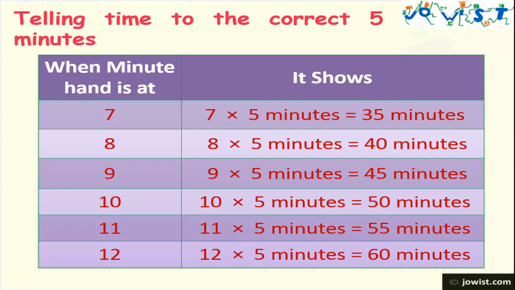If the minute hand is at 9, it means 9 into 5, that is 45 minutes have passed of that hour. If the minute hand is at 10, it means 10 into 5, that is 50 minutes have passed of that hour. If the minute hand is at 11, it means 11 into 5, that is 55 minutes have passed of that hour. If the minute hand is at 12, that is 12 into 5, that means 60 minutes have passed of that hour. The next hour will start from the next minute.